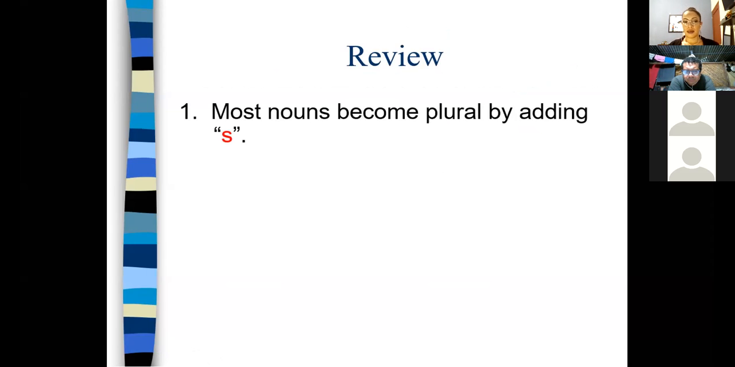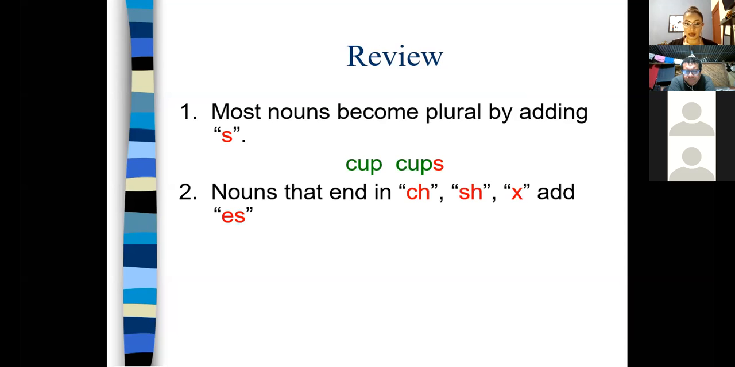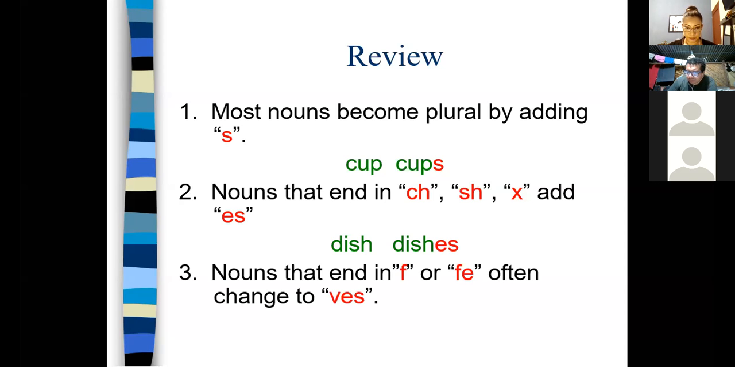Haciendo un resumen, lo primero que dijimos es que la mayoría se convierten en plural con solo agregarle S al final a la palabra. Por ejemplo, la palabra cups. La número dos, decíamos que si el nombre termina en CH, SH o X, le vamos a agregar ES. Por ejemplo, la palabra dish es plato. Va a cambiar con ES a plural, dishes. Nouns that end in F, si terminan en F o FE, lo vamos a cambiar a VES. Por ejemplo, knife, que es cuchillo, knives para hacerlo plural.